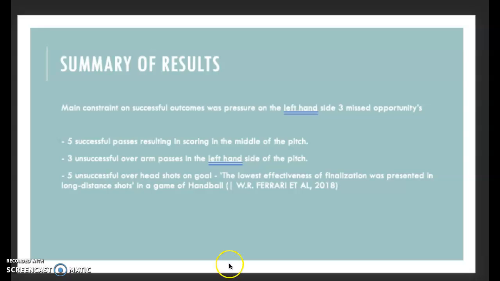This is something I found: the lowest effectiveness of finalisation was presented in long distance shots of the game of handball. I chose this because handball is very similar to m-ball. So this could inform me a bit further in what I could improve and what I could influence them to do more.